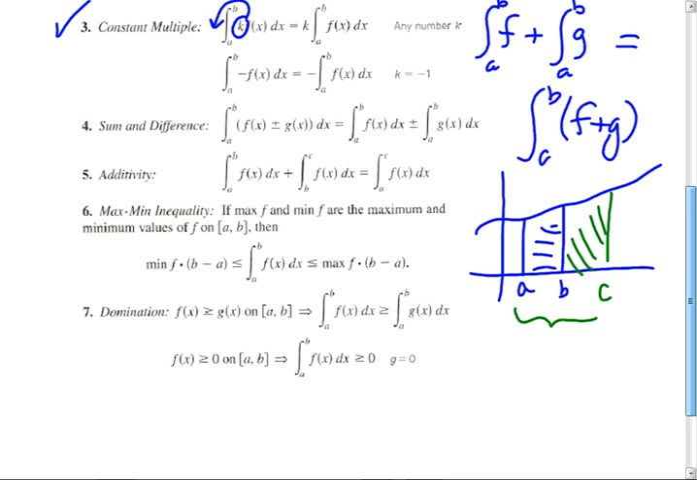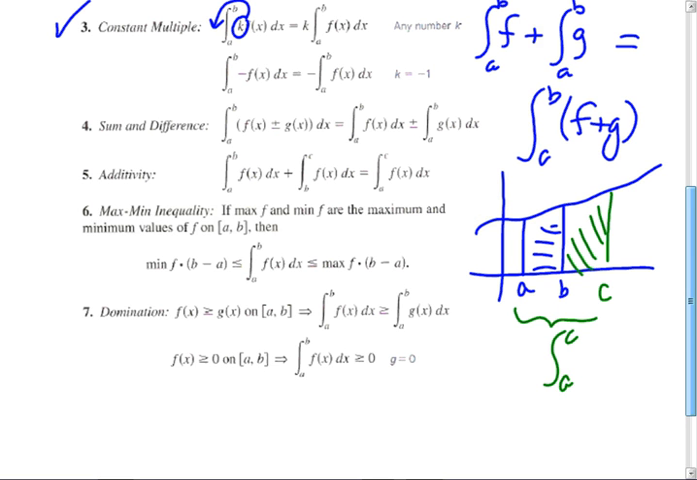Yeah, that's all that says. That you can add the area from a to b and from b to c. There's no overlap there, so that's equal to the same as just finding the area from a to c. That's all that says. Is that okay?